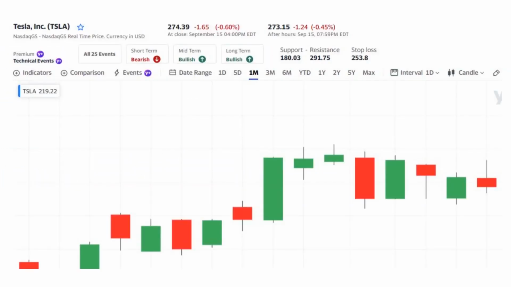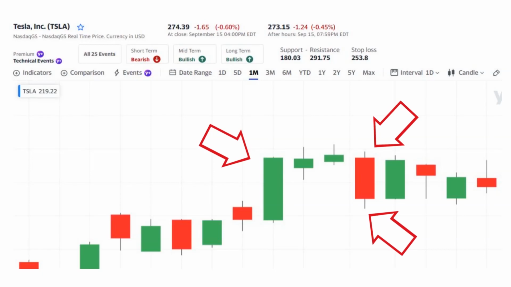How do you read a candlestick chart? Let's look at a candlestick chart for Tesla on Yahoo Finance. The green bodies, or the broad midsection, are up days where the stock price closed higher than the previous day. And the red bodies, the stock price closed lower. The narrow sticks represent the range that the stock price traded within for the day.